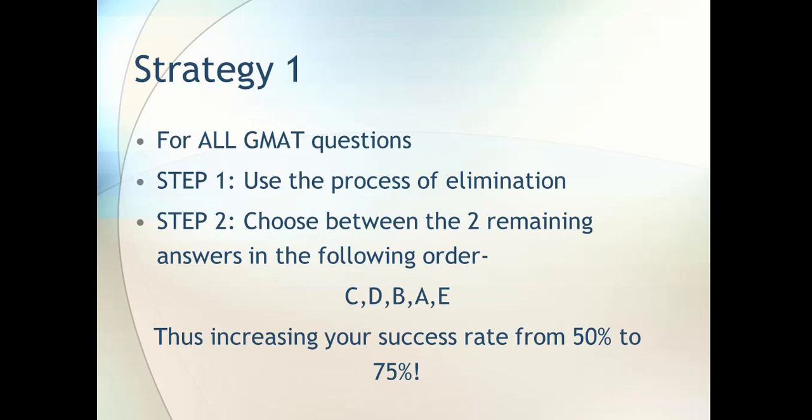Now, if you follow this strategy, you're increasing your success rate from 50% to 75% if you choose by following this order, C, D, B, A, E, when you have to choose between 2 answers in order to find the correct one, and you're not sure which one is the correct one yourself, of course.